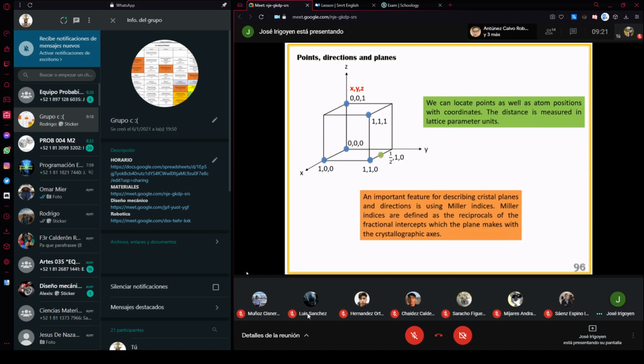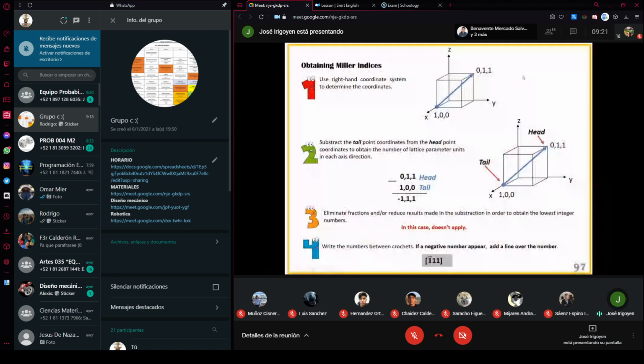Now, reviewing this, we have, for example, this vector. You have the tail here from 100 to 011, right? So the first thing to remember is that we are going to use the right-hand coordinate system to determine the coordinates.